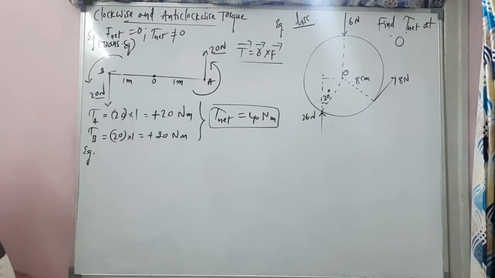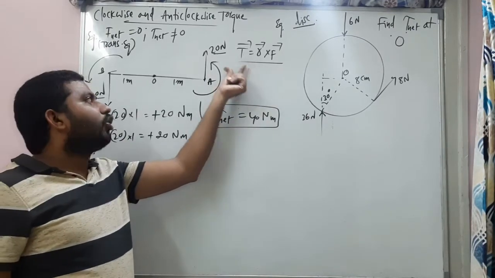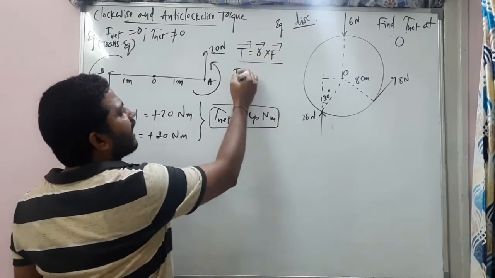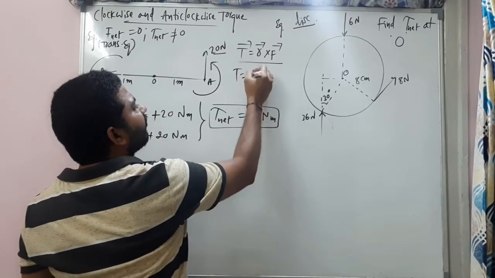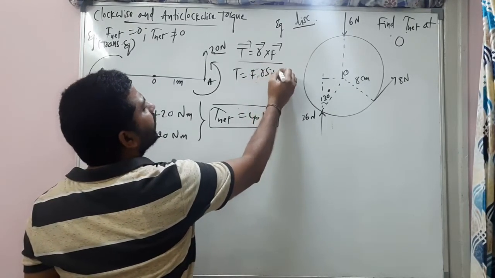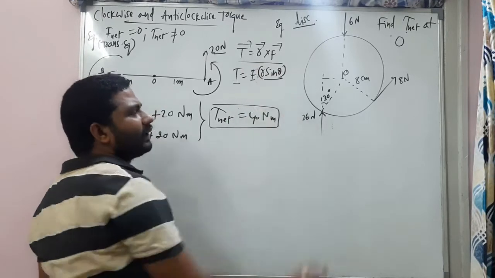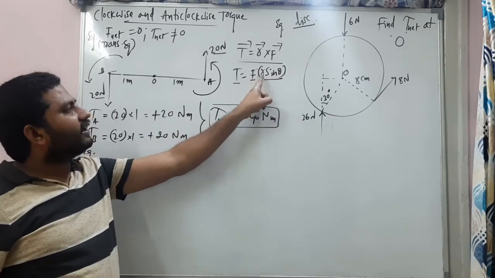Before we move into that, you must understand the basic formula of the torque. Tau bar is equal to R bar cross F bar, and this can be written as tau is equal to F into R sin theta. Did you remember this? So tau is equal to force into perpendicular distance, where theta is the angle between F and R.